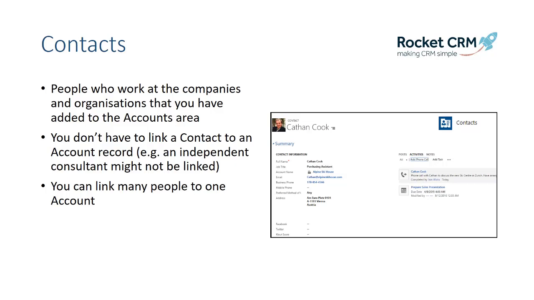When you're linking people to an account, you can link as many people as you like. So, for example, I might have an account for Barclays Bank in the UK, and I might have 100 different people, 100 different contacts, all linked to that one account record.